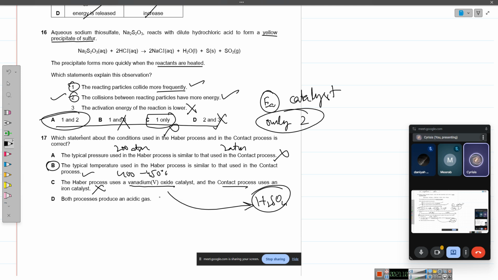Both processes produce acidic gases. No, ammonia is a base, so that is also incorrect. So B is our only option here. Okay.